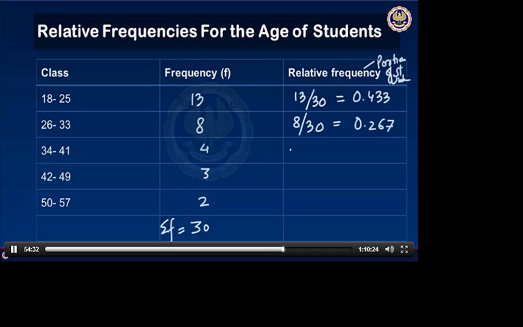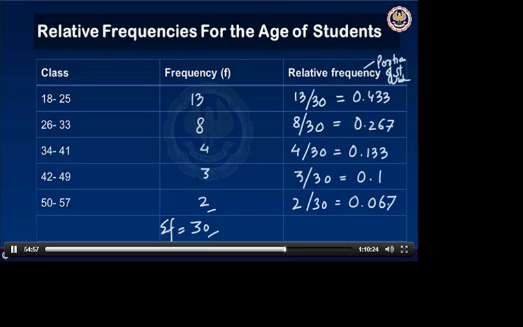So this is 8. So this is 4. 4 divided by 30, so this will be 0.133. And this will be 3 divided by 30, which will be 0.1. And this we can take as 2, which is the frequency, 2 divided by the total frequency 30. So this is going to be 0.067.